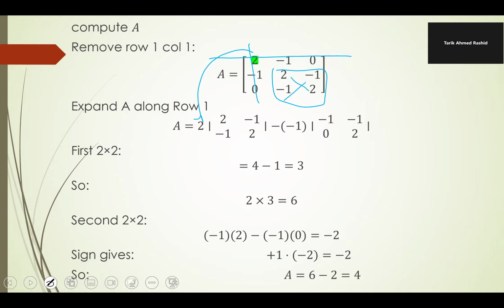Then for this one, minus 1, the second term, it will be what? This one is ignored and this one is ignored. So we will have minus 1, minus 1, 0, 2 multiplied by the minus 1. That's for the term itself, multiplied by this one.